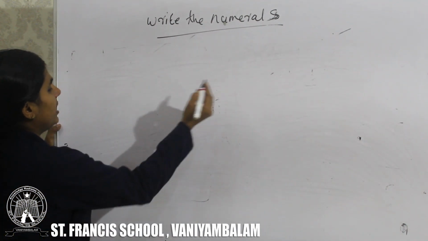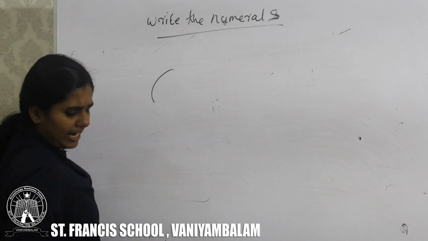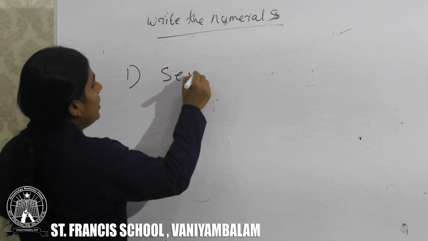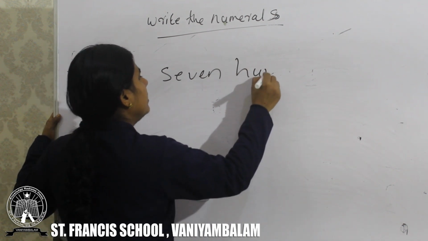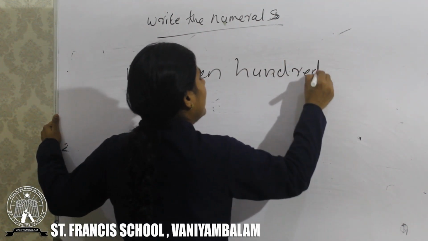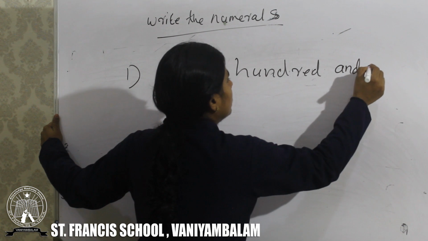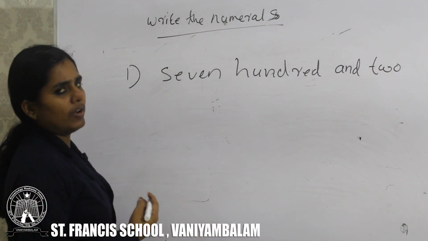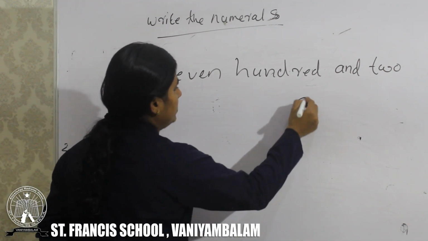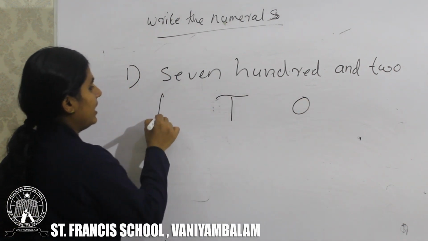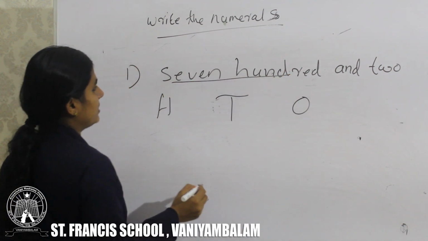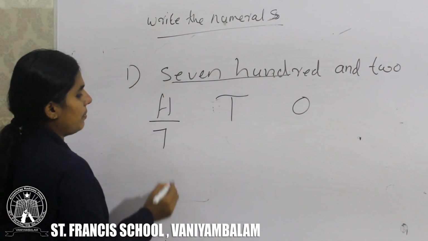Look here, this question I give to you. 700 and 2. 702. First, what do we want to do? Write the place value chart. Ones, tens and hundreds. In the hundreds place we have which number? Number 7. Right, here number 7.